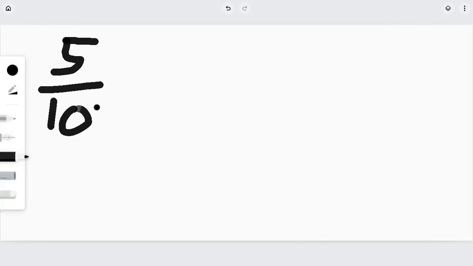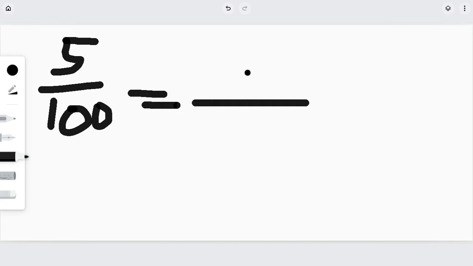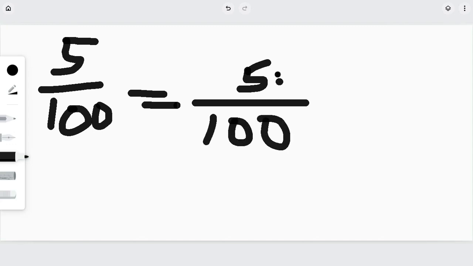Now if you want to change this one, just write 5 like this and write 100 like this. So the decimal point will be here. You shift the decimal point one time here. The decimal point is here now. You cancel 1 zero. You shift the decimal point the second time here. You understand?